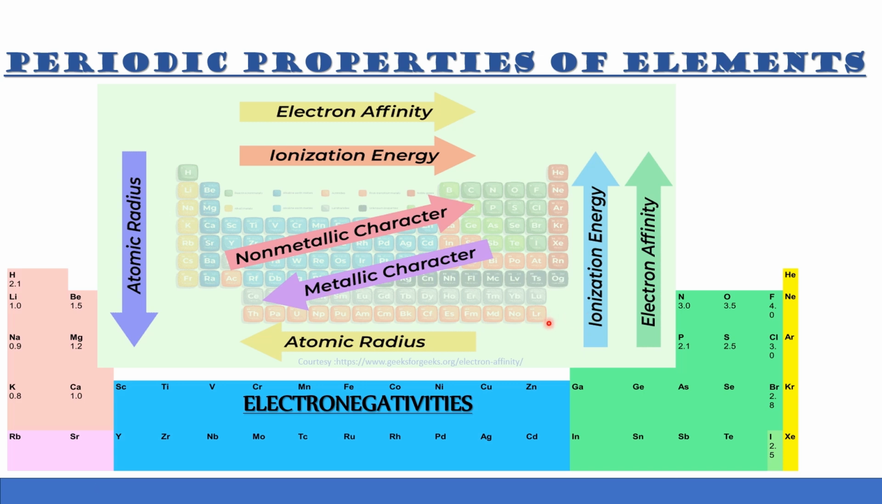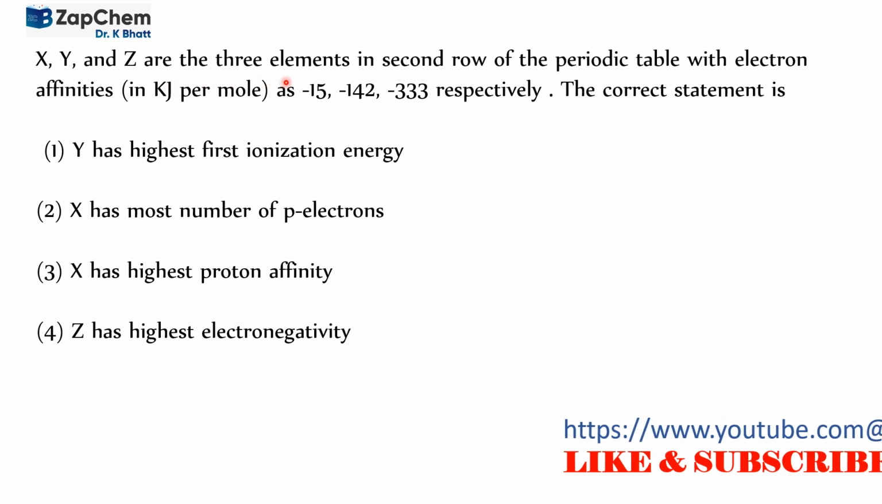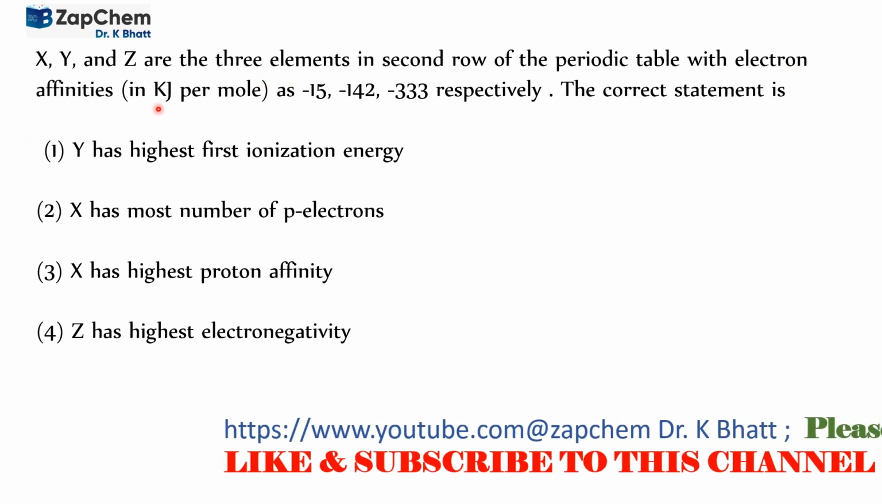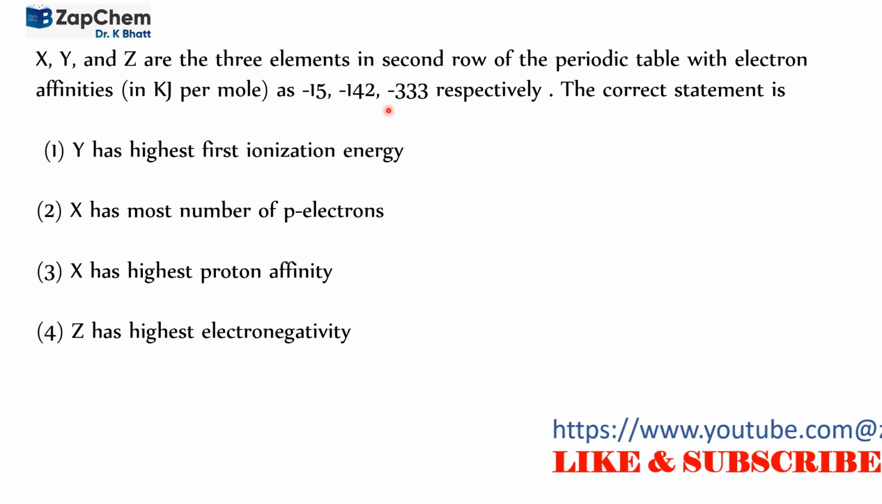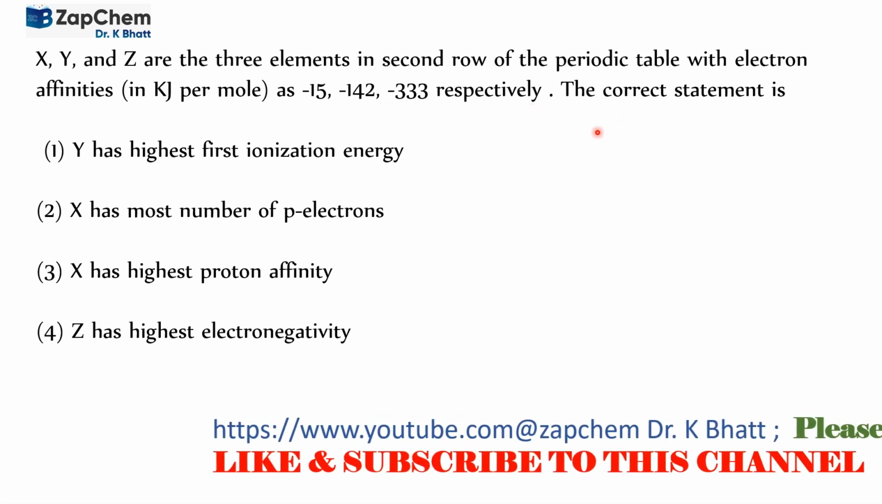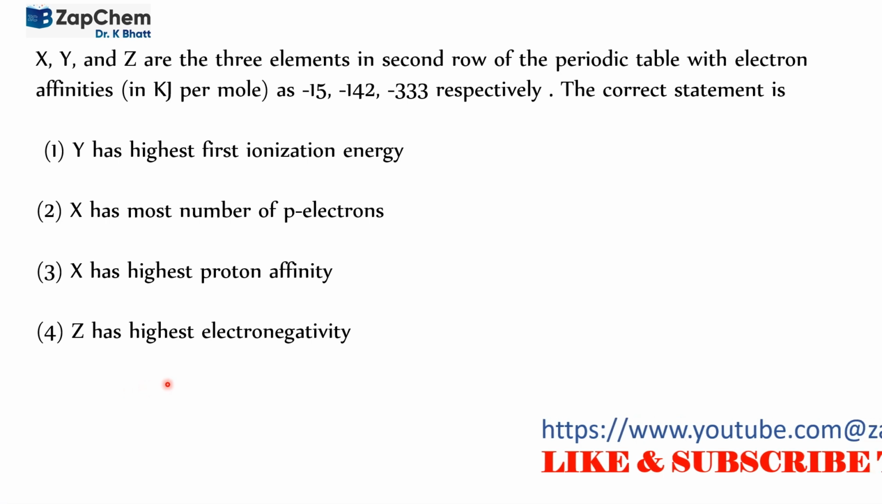Now, here is a question related to electron affinity and electronegativity. The question is: X, Y, and Z are the three elements in the second row of the periodic table with electron affinity in kJ per mole given as -15, -142, -333 respectively. Which is the correct statement? Four options are given and we have to find out which is the correct option.